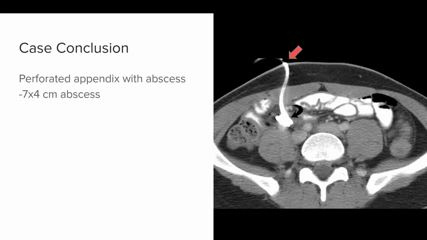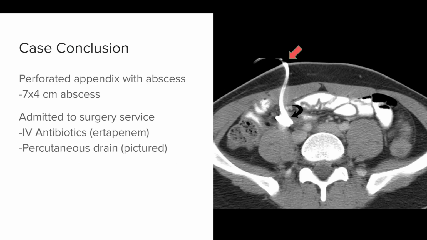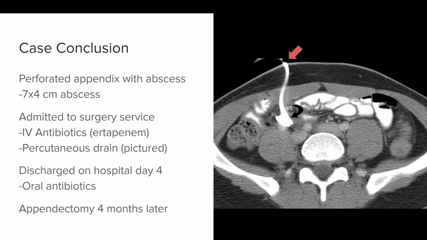In the case of our patient, he did have a 7 by 4 centimeter abscess on his CT. So he was admitted to the hospital. He was put on IV antibiotics. Interventional radiology placed a percutaneous drain. You see the drain here. The abscess is already sort of decompressed, but this is what a drain looks like on CT. He was discharged home on oral antibiotics 4 days later. And then after everything cooled off and healed, they did an elective appendectomy about 4 months later.